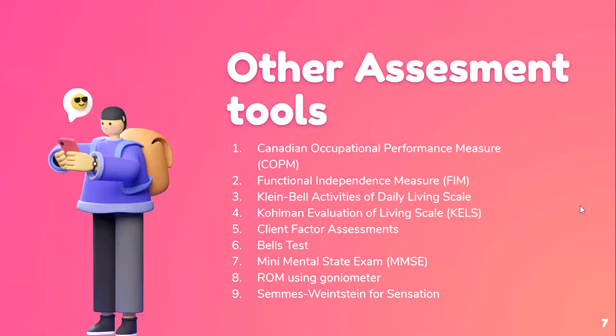So the other assessment tools include the Canadian Occupational Performance Measure, the Functional Independence Measure, the Klein Bell Activities of Daily Living Scale, the Coleman Evaluation of Living Scale, the Clive Factor Assessment, the Bell's Test, Mini Mental State Exam, ROM using Goniometer, and lastly is the Weinstein for Sensation. Next slide, please.